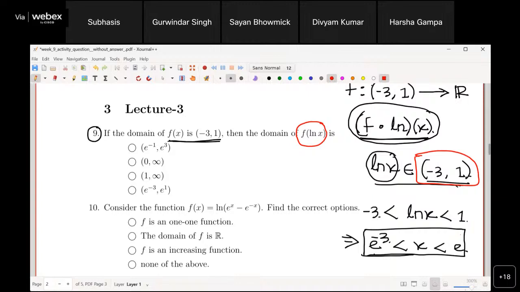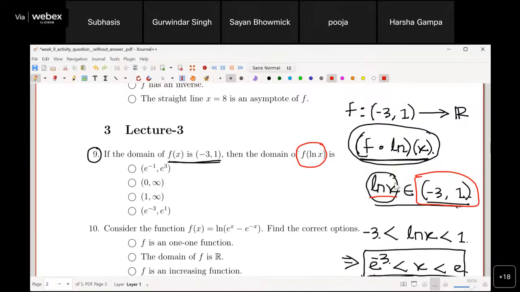Okay, fine. Okay, any other doubt? Sir, I have a doubt in the same thing. If it is a composite function, then the range of ln of x should be in this interval, isn't it, sir? Or the domain? No, that is what I'm taking, the range, right? So what is ln of x? ln of x is basically in the range, right?